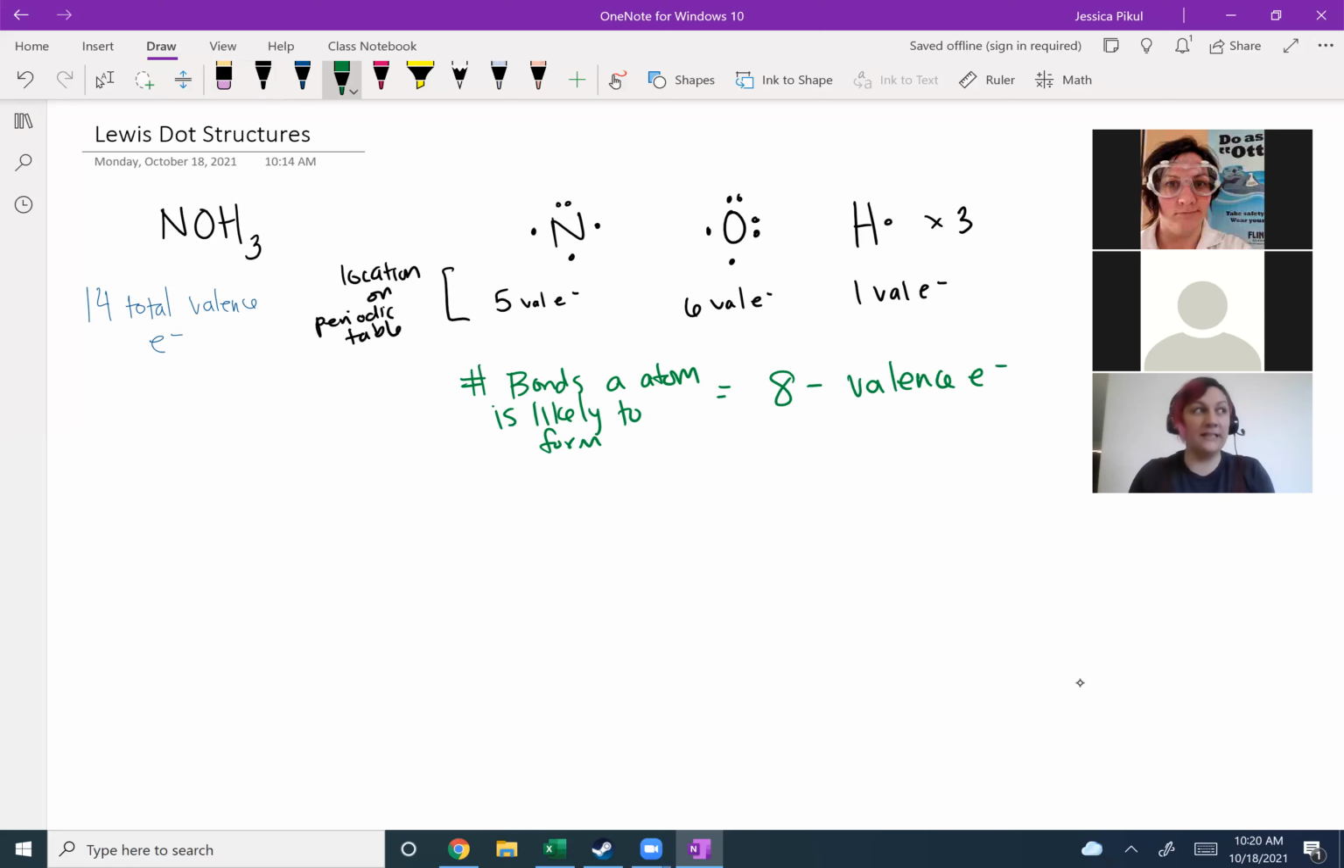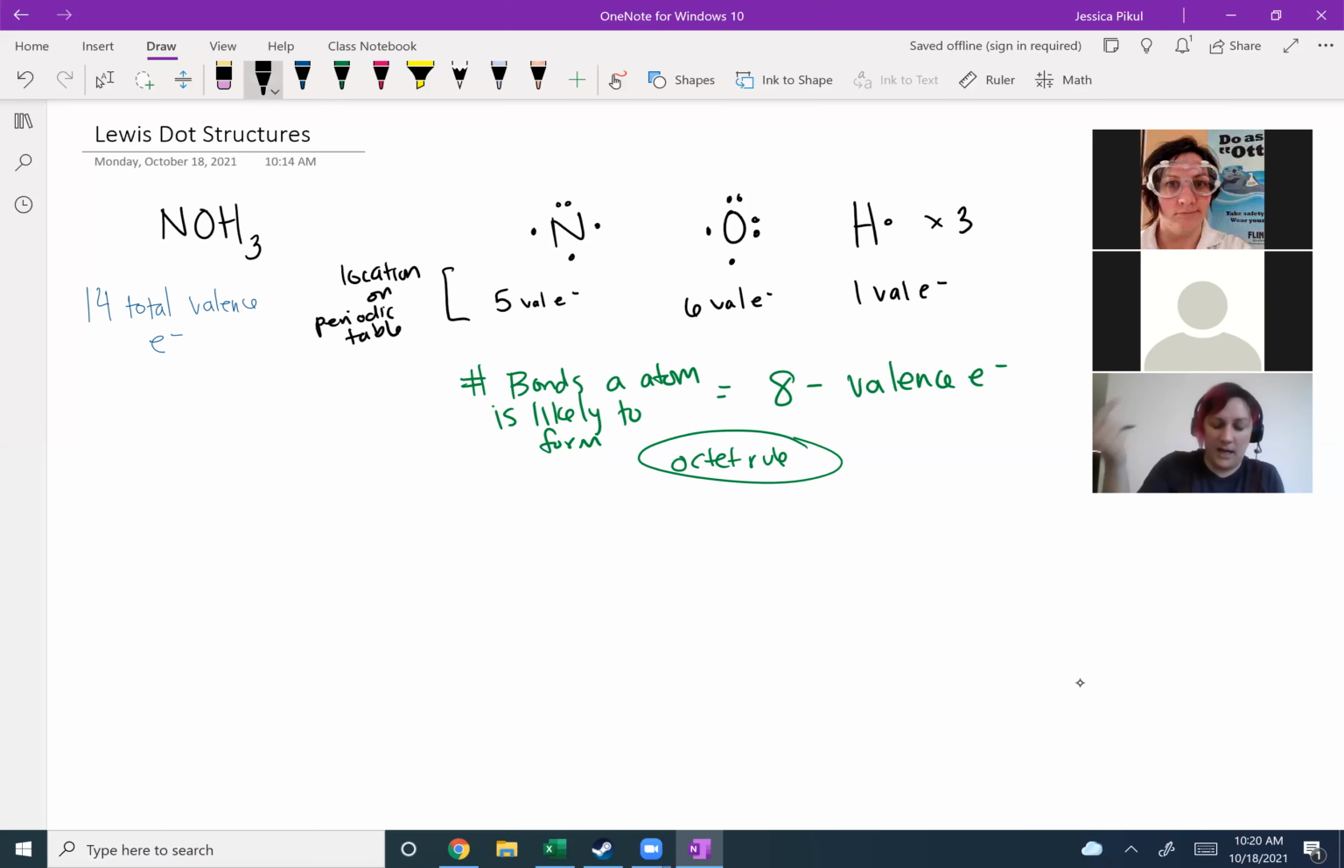And this is really similar to what we were just doing with ionic compounds. If you have 5 valence electrons, that means it'll probably need 3 more to get that magic octet number. And so this is really based on that octet rule. This time, instead of electrons that it needs to gain to be an ion, it'll be bonds that it needs to form to reach that octet by sharing electrons.